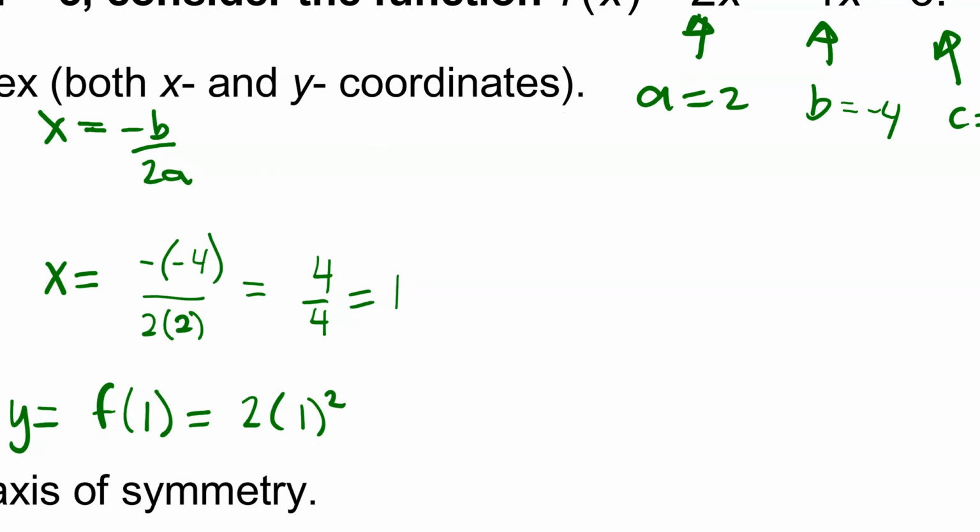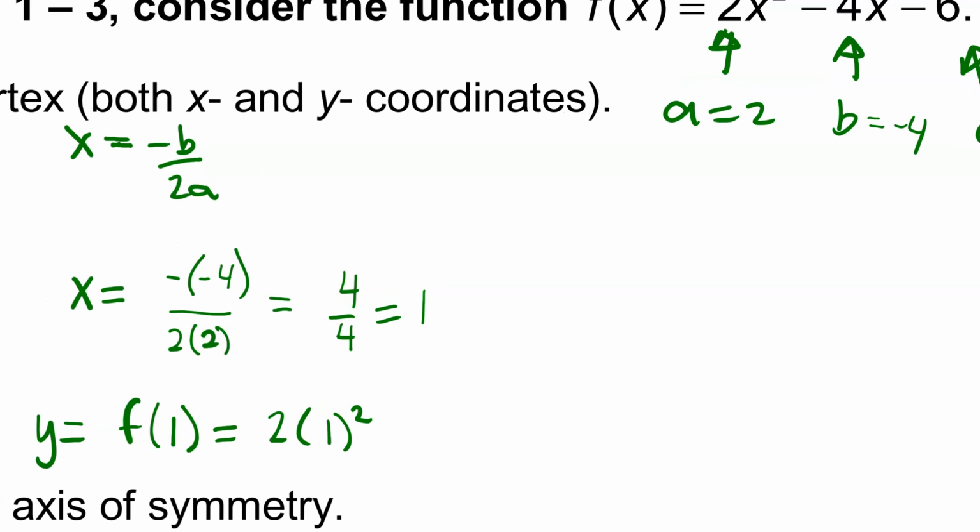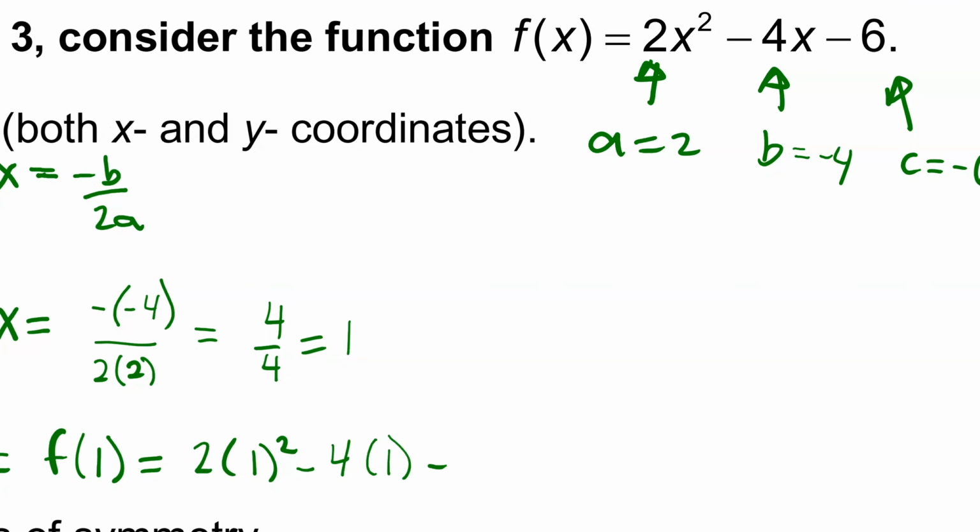So if you plug in your x value you found. So we found x equals 1, right? So now everywhere where you see an x, you plug it in, and then you'll find your y value. So this is going to be 2 minus 4 minus 6. So that's going to be negative 2 minus 6, which is negative 8.